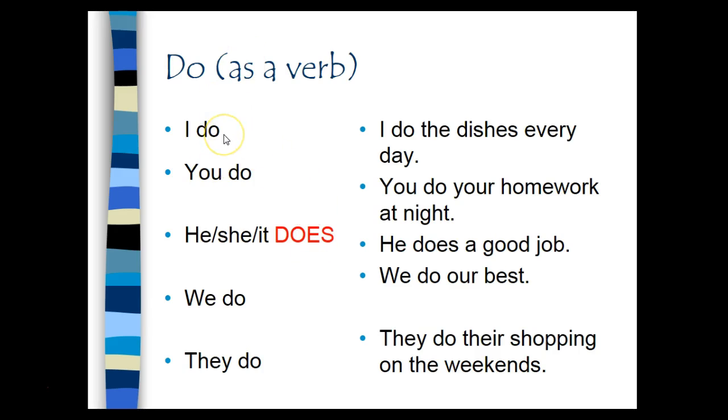I would say, I do, you do, he, she, or it does, we do, and they do. And now look at some sentences. I do the dishes every day, meaning I wash the dishes every day. You do your homework at night, which means you complete the activities for learning at night. He does a good job. We do our best. They do their shopping on the weekends.